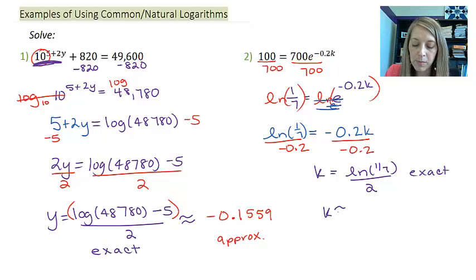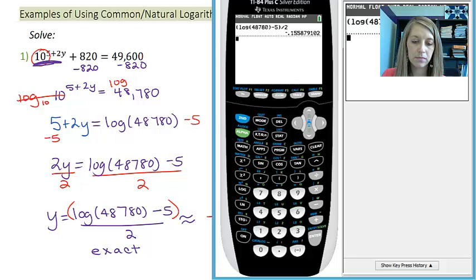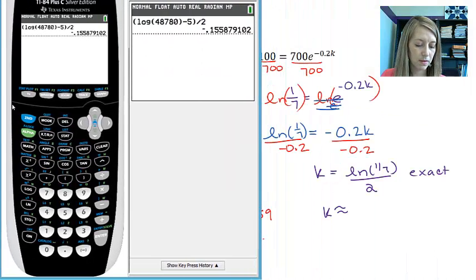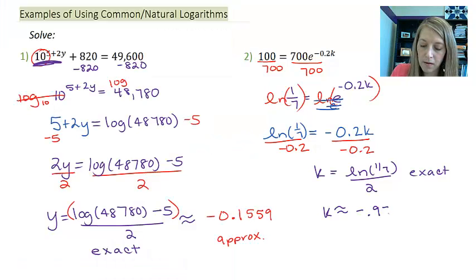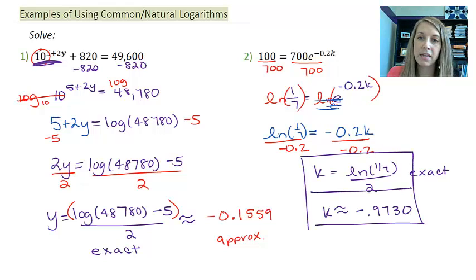If I want my approximate answer, I just type that into my calculator: natural log of 1/7 divided by negative 0.2. And my answer is negative 0.972955, or if I rounded it to 4 decimal places, negative 0.9730. And so there are both of my answers there, both exact and approximate.